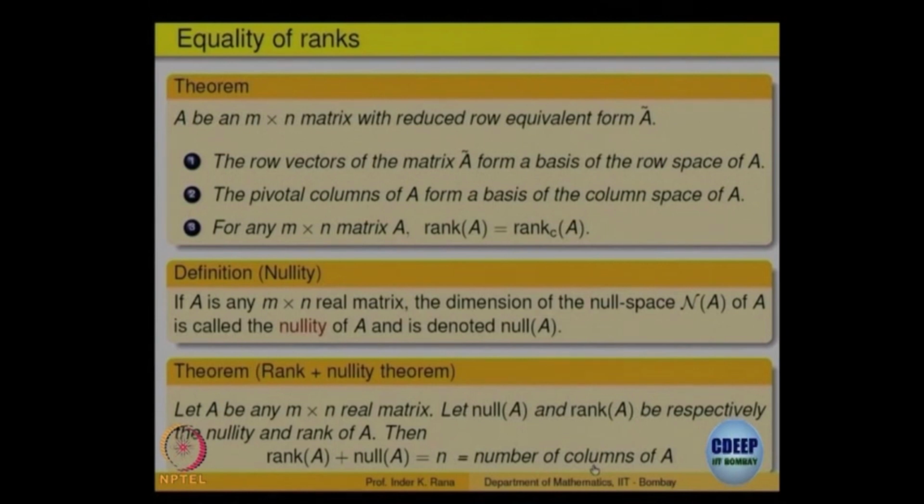So, let me just summarize before I start looking at examples. Given a matrix A, there are three important subspaces associated with it. One is the row space, that is the space spanned by the row vectors of the matrix. There is a column space spanned by the column vectors of the matrix. And what we are saying is the dimension of the row space is the same as the dimension of the column space, is the same as the rank that we defined earlier, the number of non-zero rows in the row equivalent form of a matrix. So, these are three important subspaces.